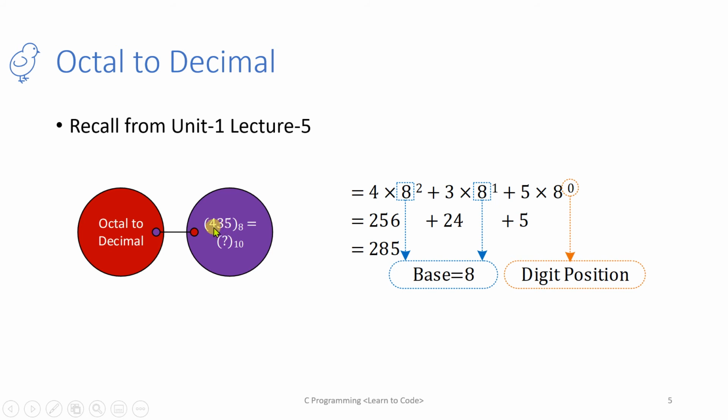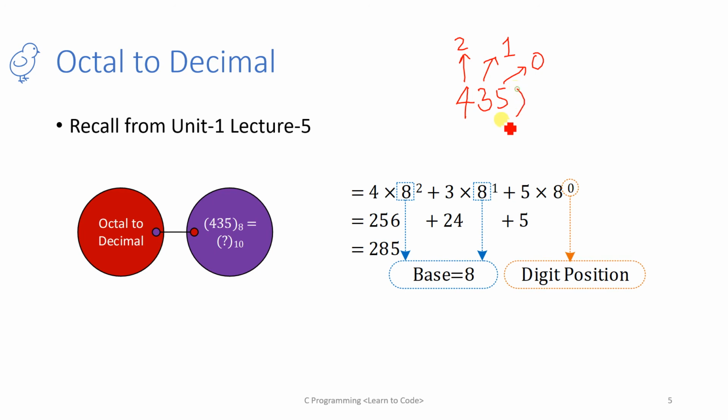You have to mark the position of each digit given to you. So in 435, the digit 5 has the position 0, the digit 3 has the position 1, and the digit 4 has the position 2. Let me write it so that it can be clearer. It is given 435. The position of 5 is 0, the position of 3 is 1, and the position of 4 is 2.